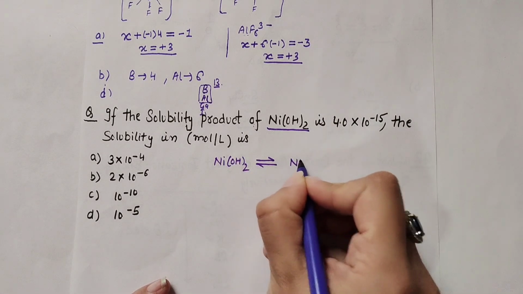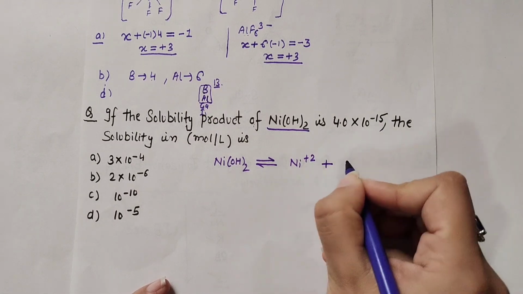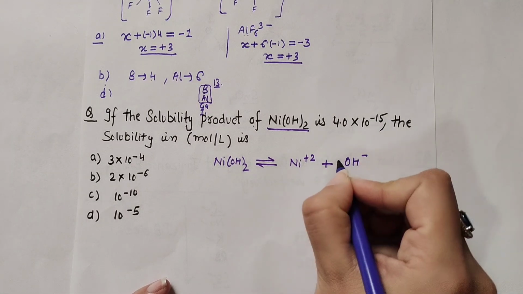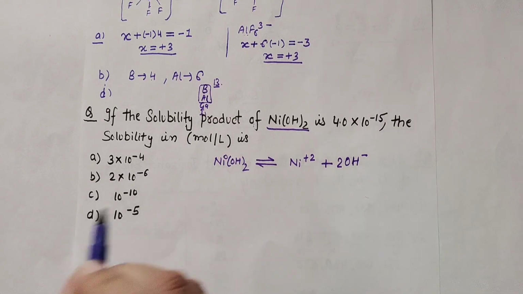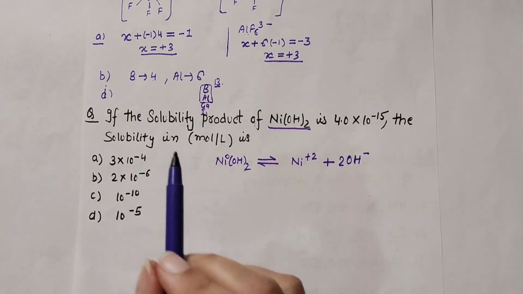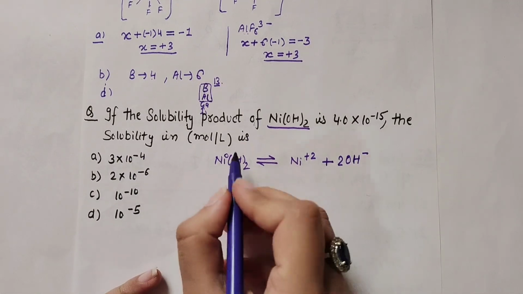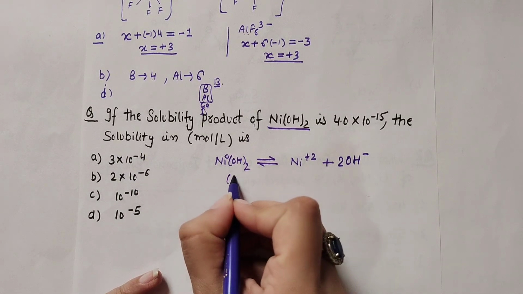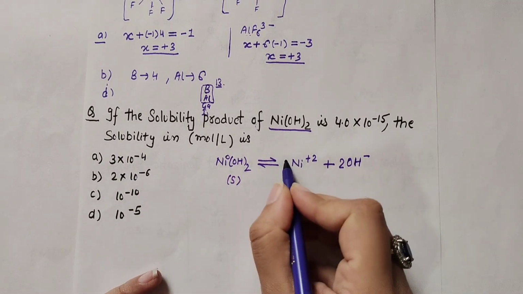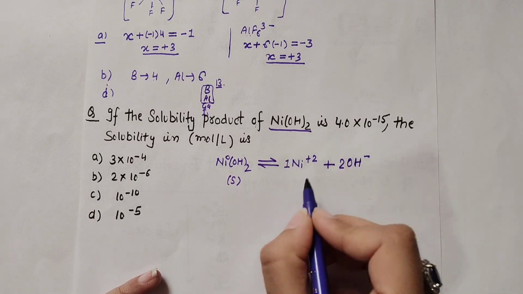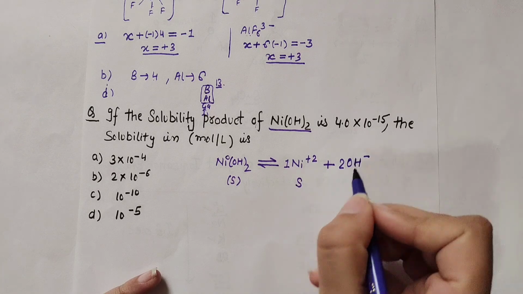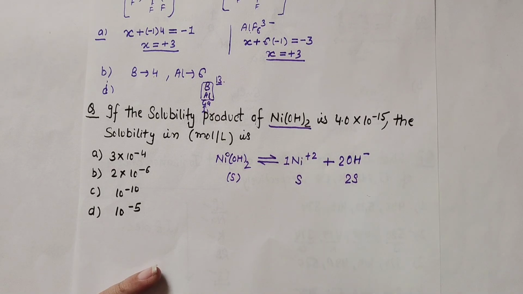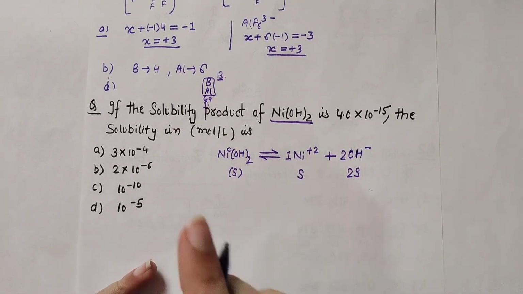It will dissociate into nickel 2 positive ion, plus there will be OH negative, and there will be 2 OH negative, because we have to fulfill the valency over here. So let us suppose we have to talk about the solubility. Let us say it has the solubility of S. According to the stoichiometry, which is 1 over here, its solubility will be 1S, and the solubility of OH negative will be 2S. Okay, now we have to write the Ksp relationship.